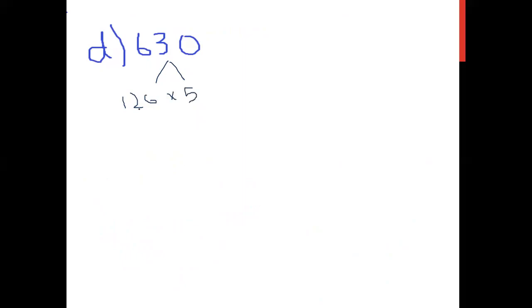Now we can divide 126 into 63 multiplied by 2 multiplied by 5. Now we can divide 63 further into 21 multiplied by 3 multiplied by 2 multiplied by 5.